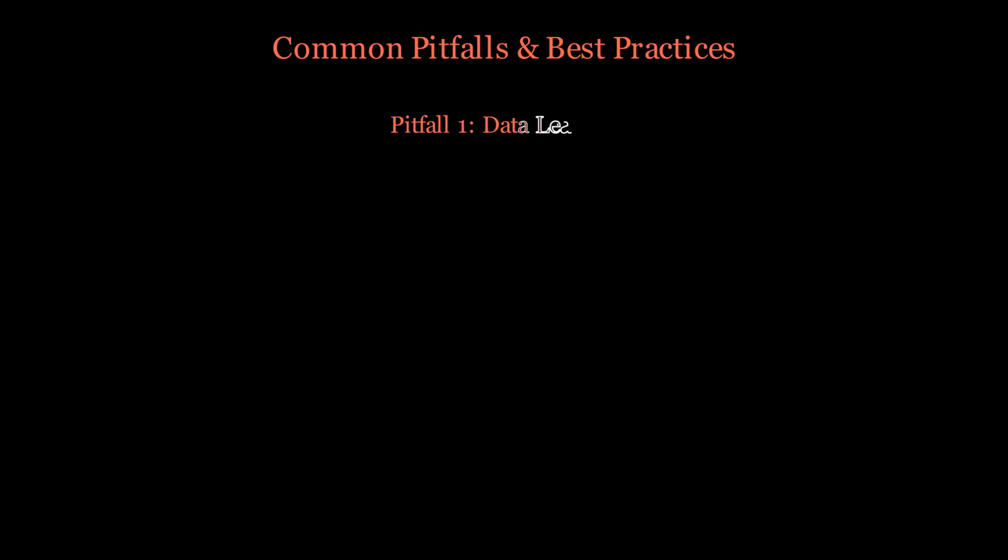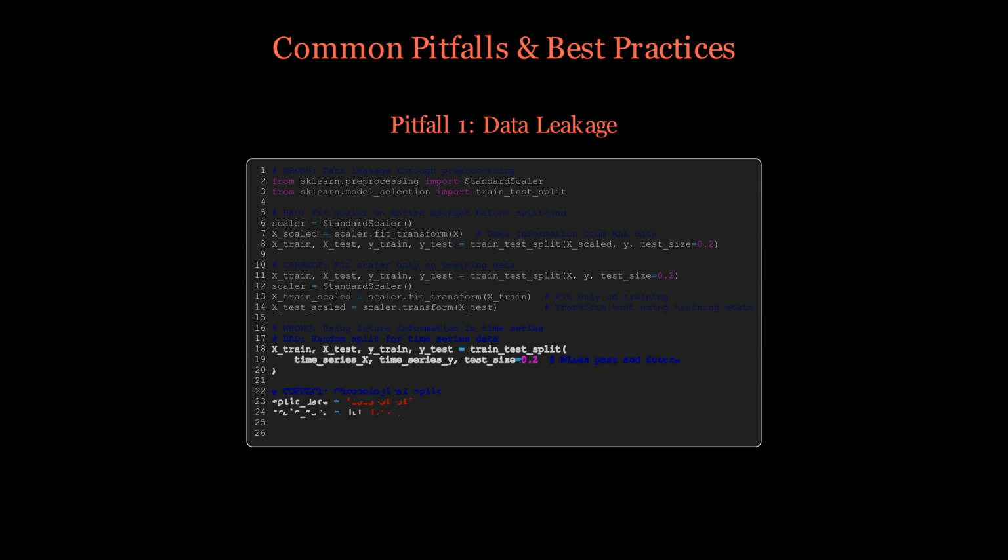Data leakage is one of the most dangerous pitfalls. The first example shows preprocessing leakage: fitting the scaler on the entire dataset before splitting means test data statistics influence the preprocessing. Always fit preprocessing steps only on training data. The second example shows temporal leakage. Using random splits on time series data allows future information to leak into training.